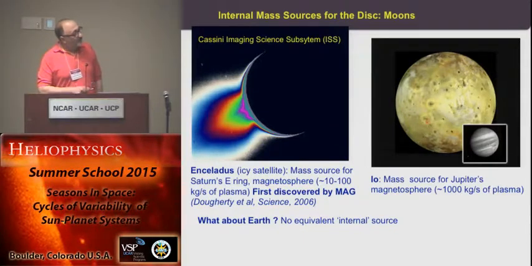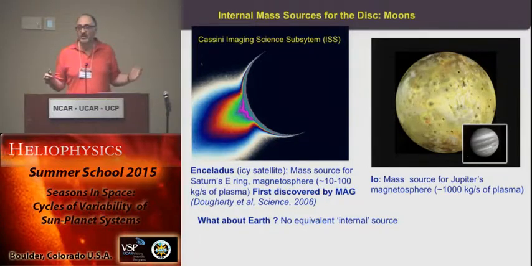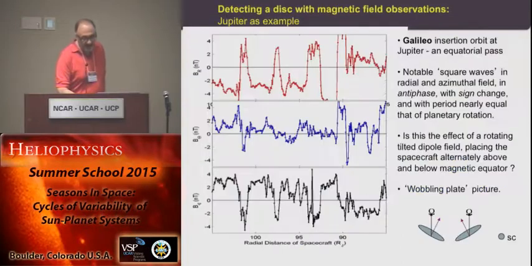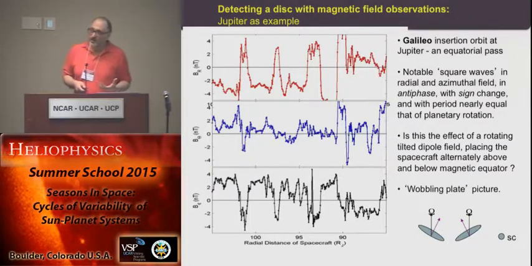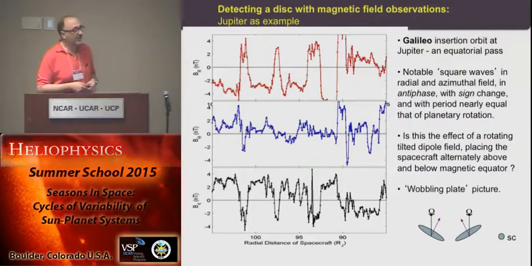For the Earth's magnetosphere, of course, we don't have the equivalent of an active moon like this that can act as an internal source. And for the giant planets, the combination of the large magnetospheric size and the rapid rotation gives us these magnetodisk structures. Okay. So what about observations? What can observations tell us about these magnetodisk structures and the kind of processes that are shaping them?